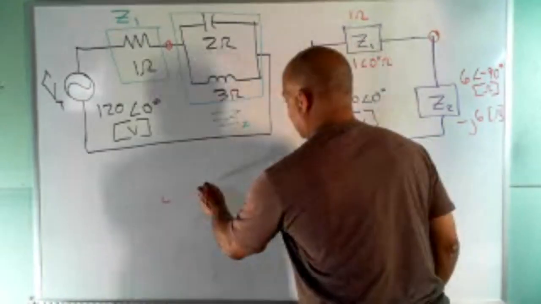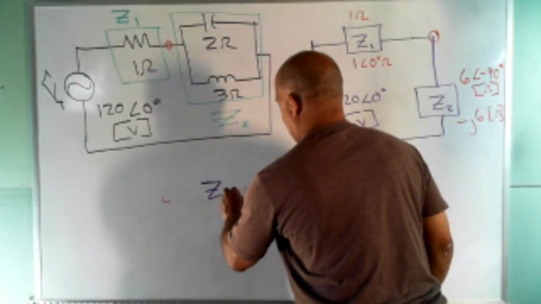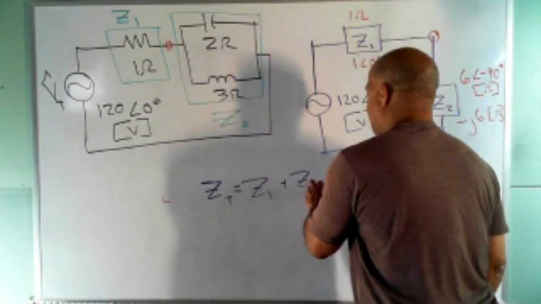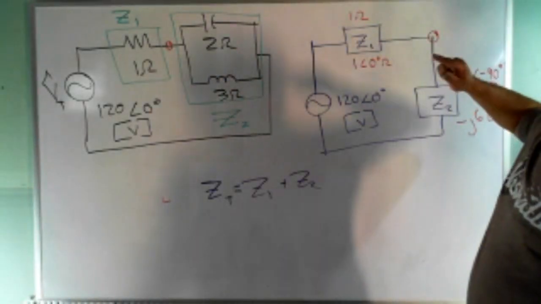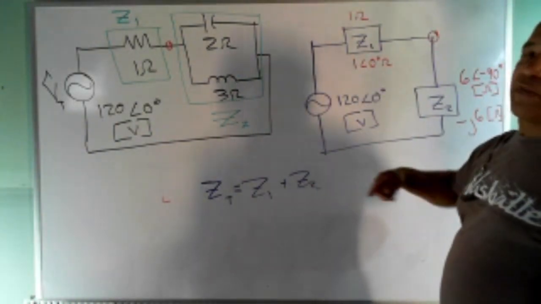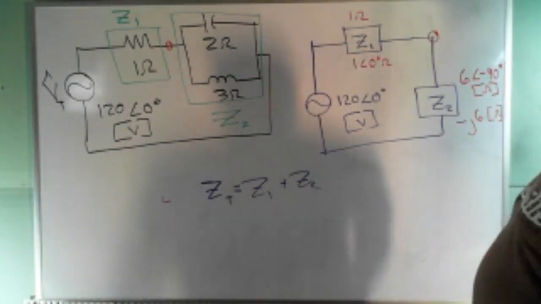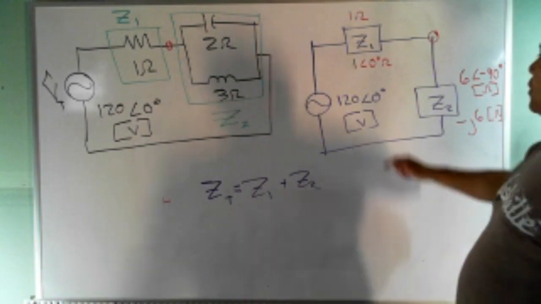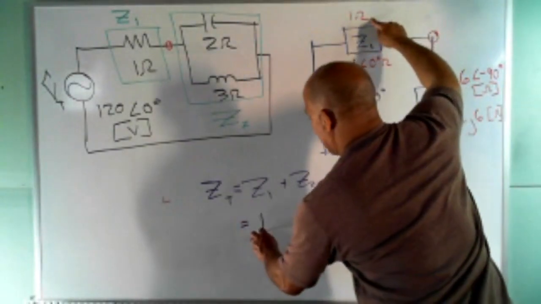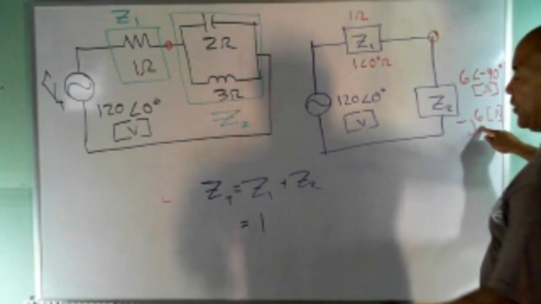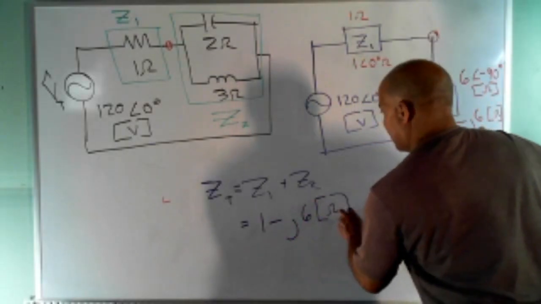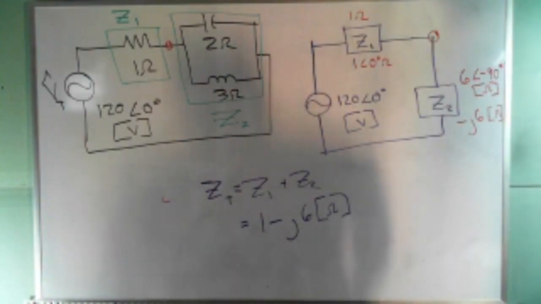Total impedance is just going to be Z1 plus Z2. The reason I wrote both rectangular and polar is so I've got it at my fingertips. I know if I'm adding, I'm going to use rectangular. If I'm multiplying and dividing, I'm going to use polar. So I'm adding, and I'm going to use the rectangular form. So Z1 is a 1, and this is a minus j6. So there is my total impedance.